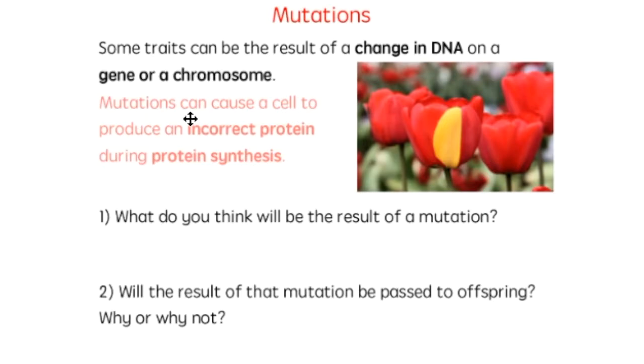Mutations can cause a cell to produce an incorrect protein during protein synthesis, because if you give the wrong instructions, you're going to get the wrong result. Go ahead and answer on your own. What do you think will be the result of a mutation? Will the result of that mutation be passed to offspring? Why or why not? Question 2 is a bit of a challenge. We haven't really talked about how we pass traits to offspring specifically beyond fertilization. We'll get into that more next week.